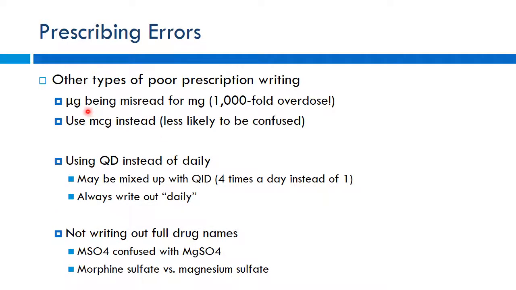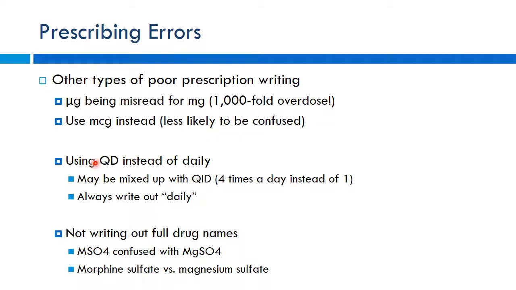Other issues: micrograms. If you try to write that U or that mu there, it could be misread for milligrams, which could be a 1,000-fold overdose. Not good. You usually don't want to cause a 1,000-fold overdose for patients. So we use MCG instead. That's going to be much more easily delineated from MG, if that's written out.